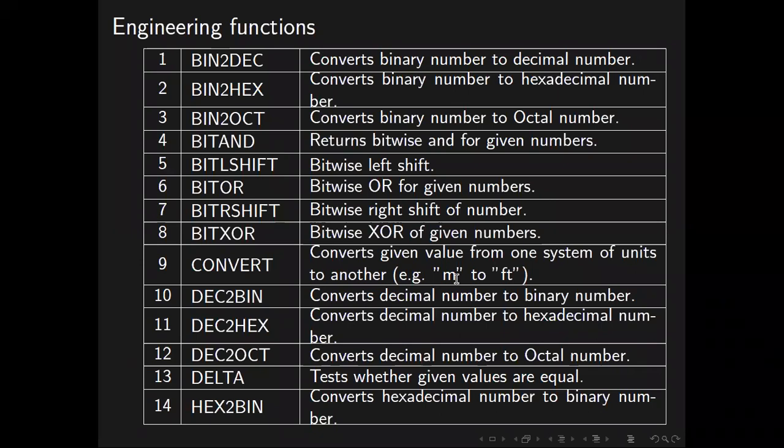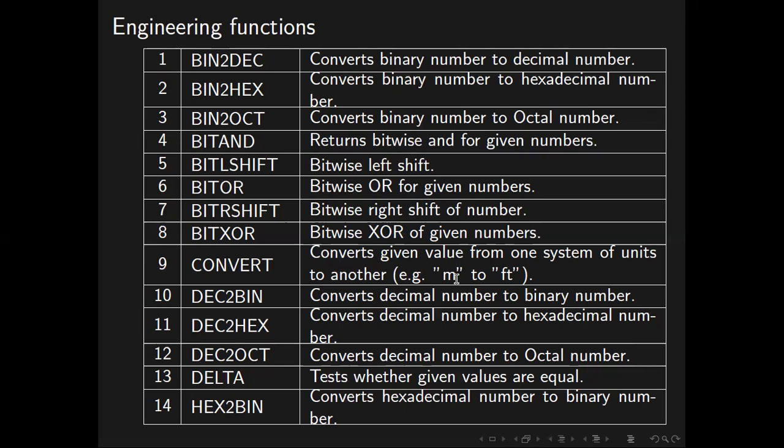What is conversion? Conversion is from one unit to another. I say 3 feet, and I wish to convert it into meters. I convert the number into meters, about 0.9 meter. This will convert the given number from one unit to another. I have to say 3, comma, ft, comma, m. 3 is the number, ft is the original unit, m is the new unit. Then I will get 0.9 as the converted result.